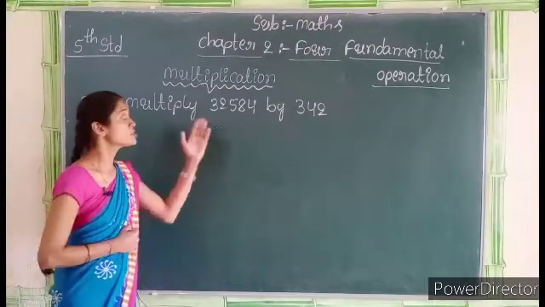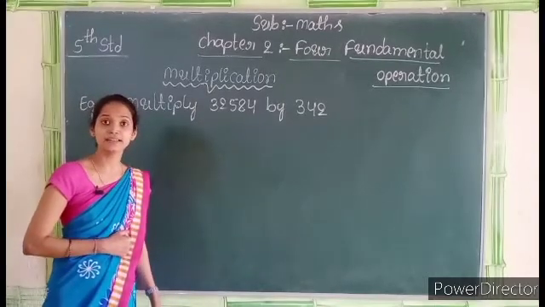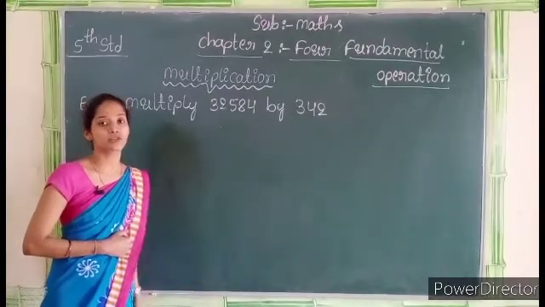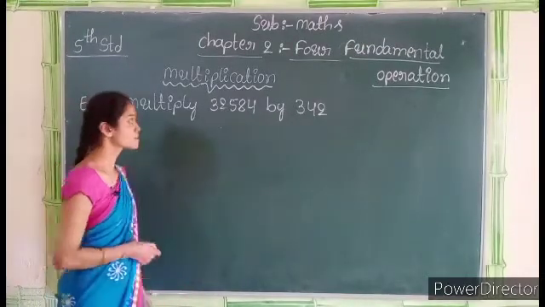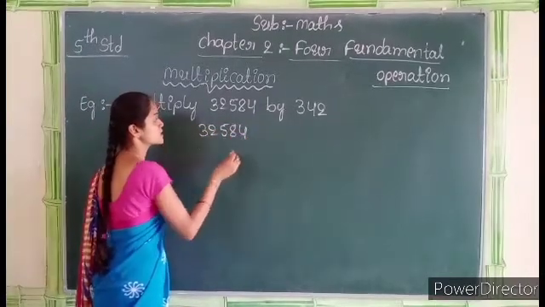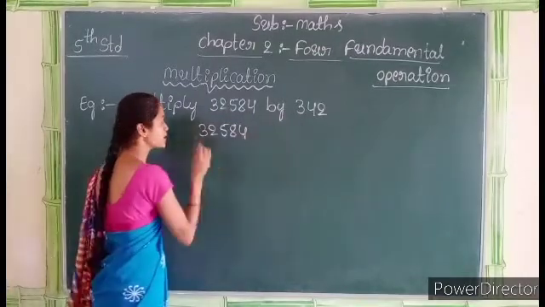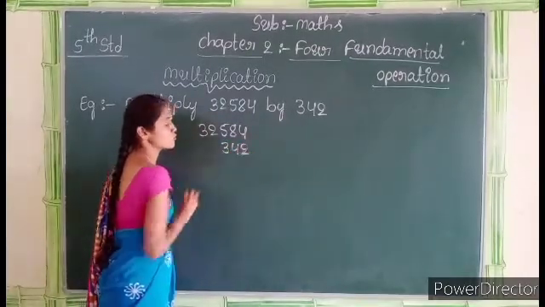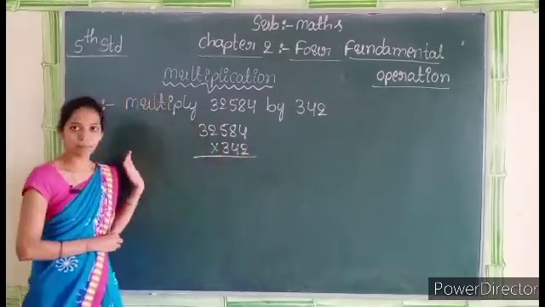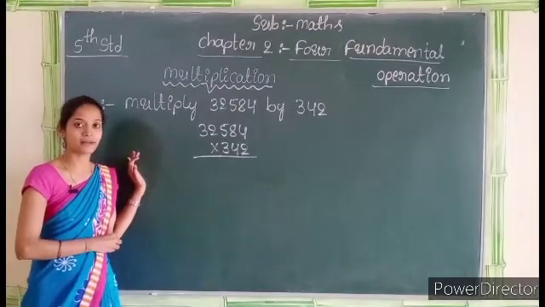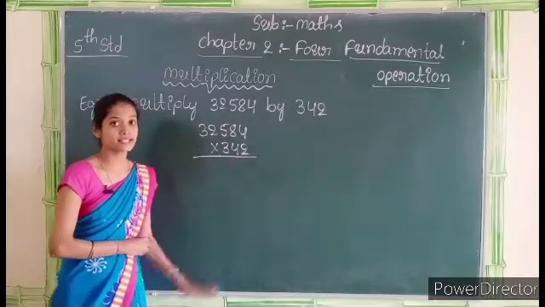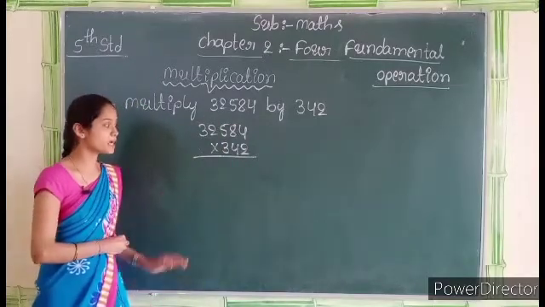Then tell me which is the multiplicand here? That is 32,584. 342 is the multiplier. Okay. 32,584 has to be written above the multiplier, that is 342. We have to multiply these two, and in the multiplication process first we have to multiply the numbers from the right end, starting from the ones place digit. Okay, let's start the multiplication.